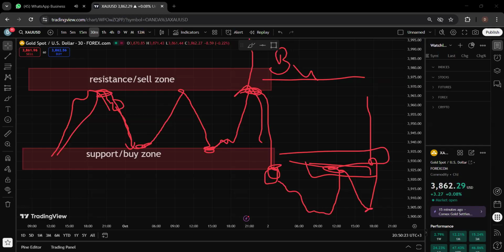The market was nice yesterday. The market was so good.